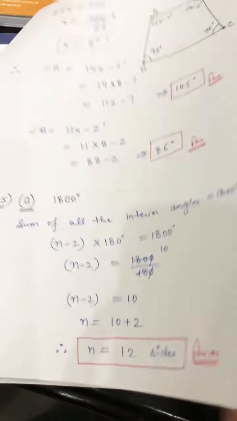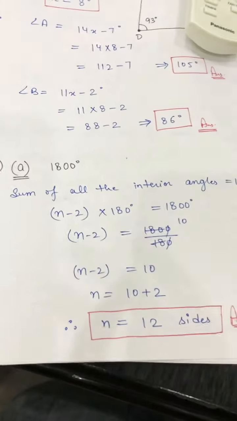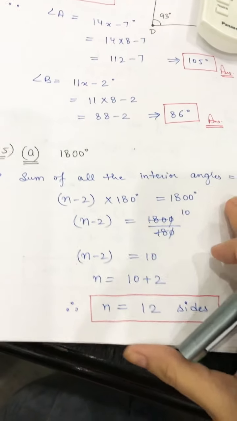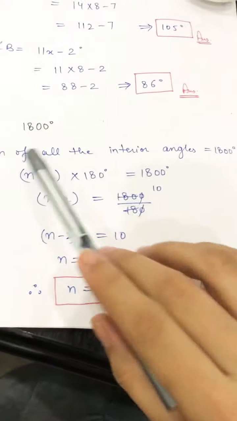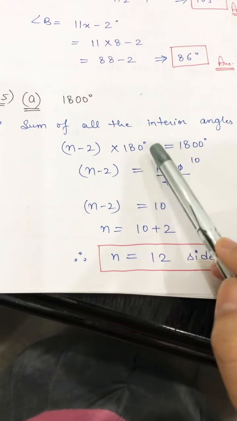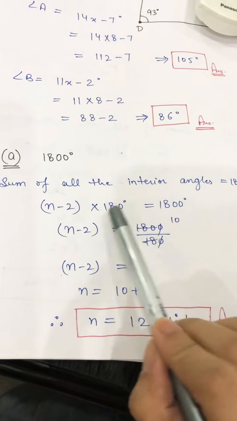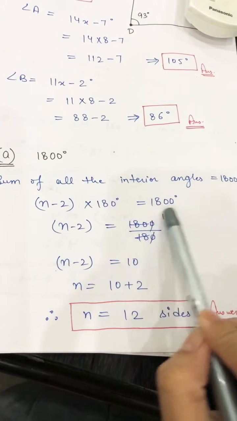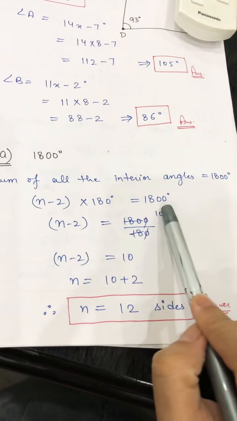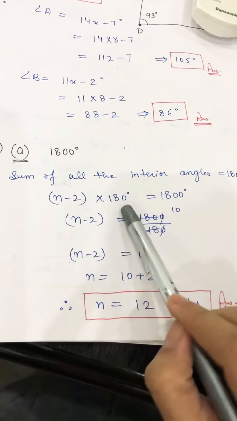This is given. Now I'm writing here the formula of the sum of all the interior angles. Formula is (n minus 2) multiplied by 180 is equal to 1800. This is the formula, and you have to equate this formula with the sum of interior angles. Okay, because this is the sum of interior angles and this is the formula of the sum of interior angles.